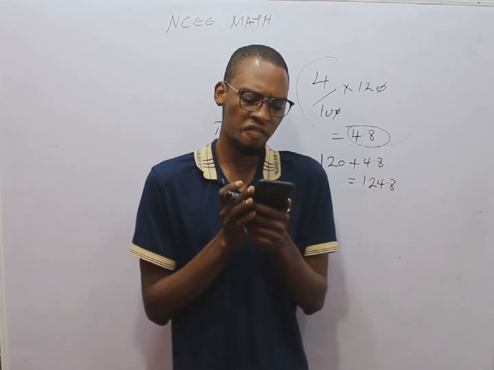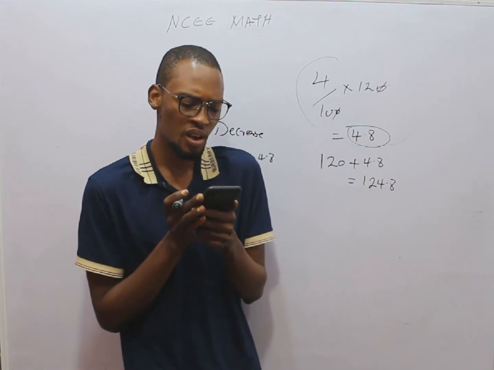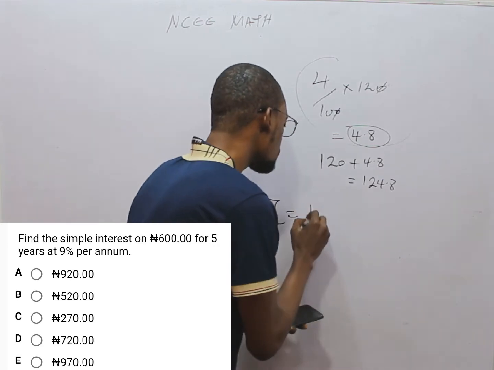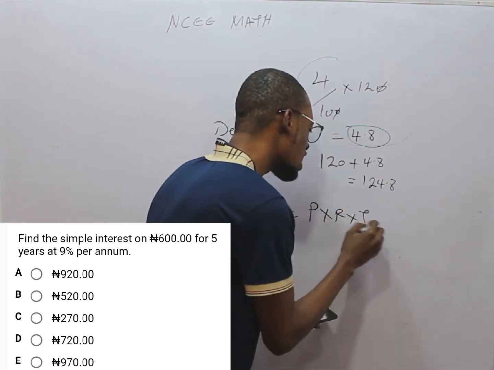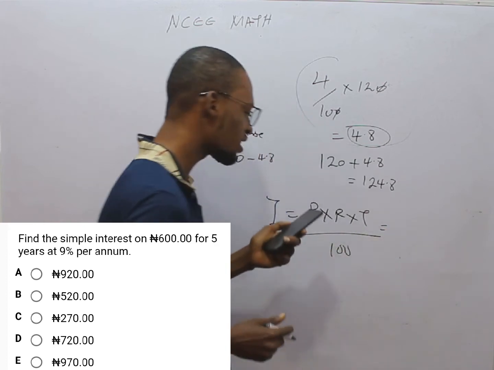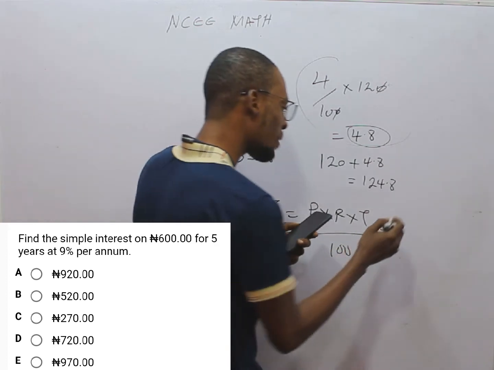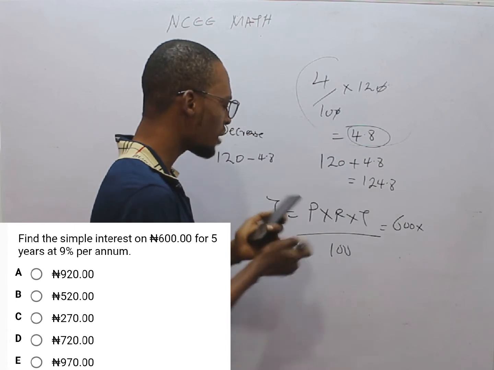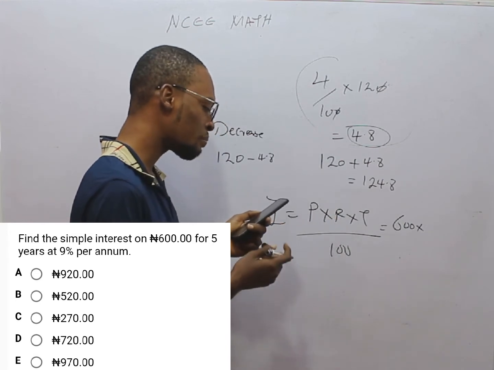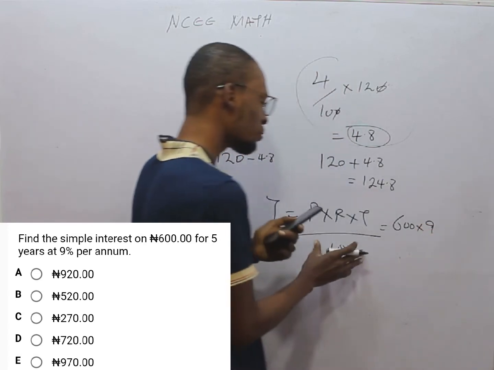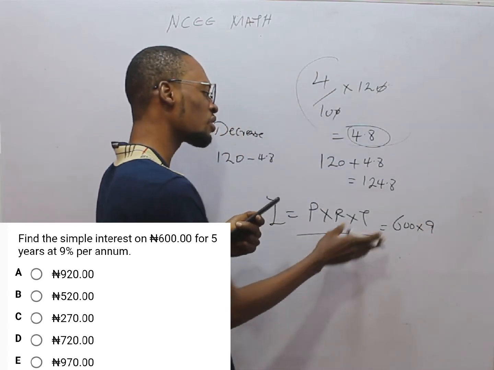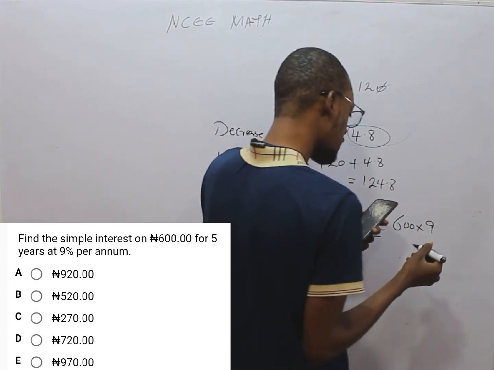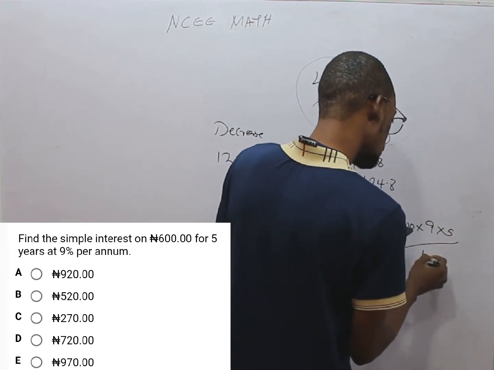The next one says, find the simple interest on 600 naira for 5 years at 9% per annum. Simple interest equals principal times rate times time over 100. The 600 naira is the principal, usually the biggest in simple interest. The rate is 9%. The percentage sign is not needed because the rate is over 100, and we already have 100 here. They say for 5 years, so times 5 over 100.